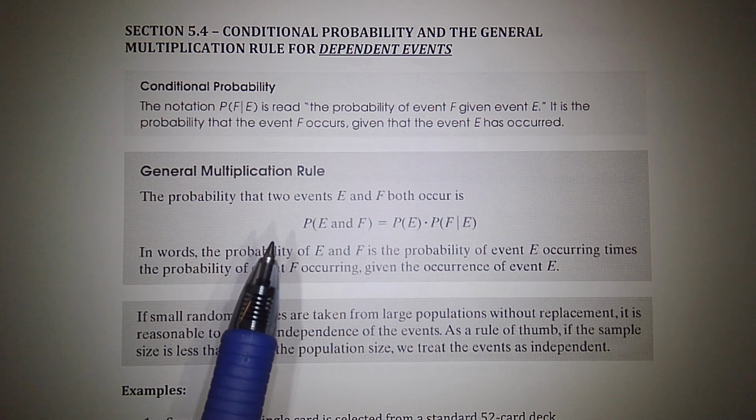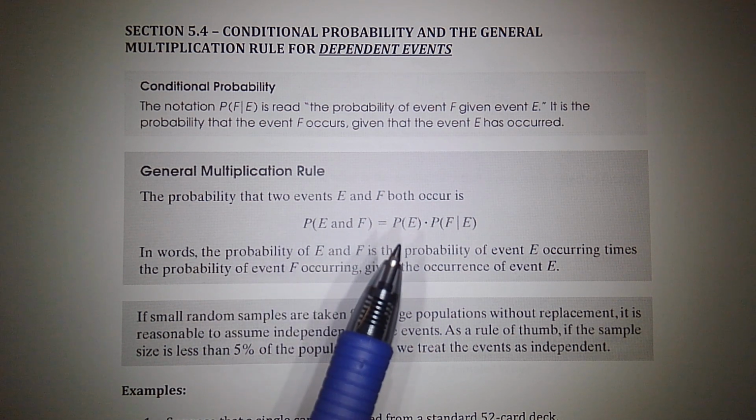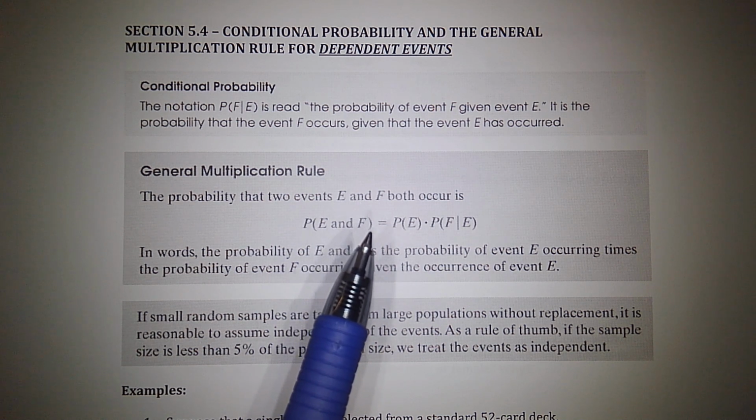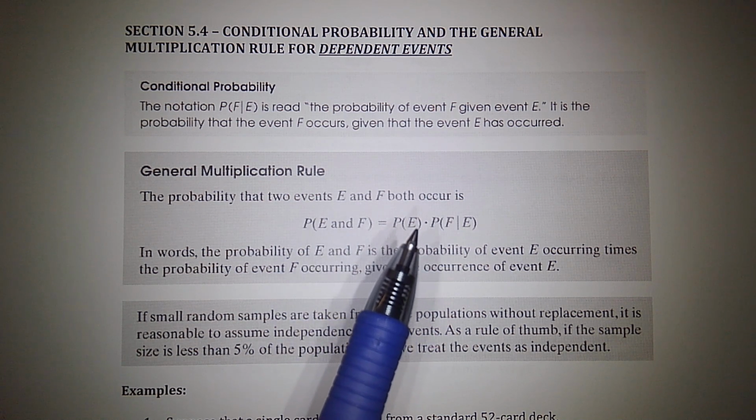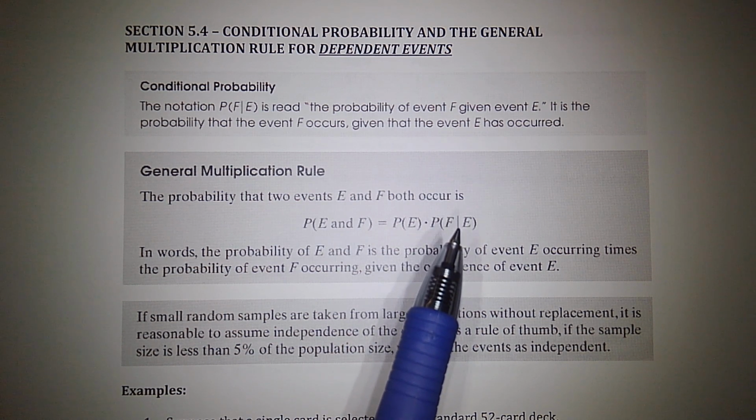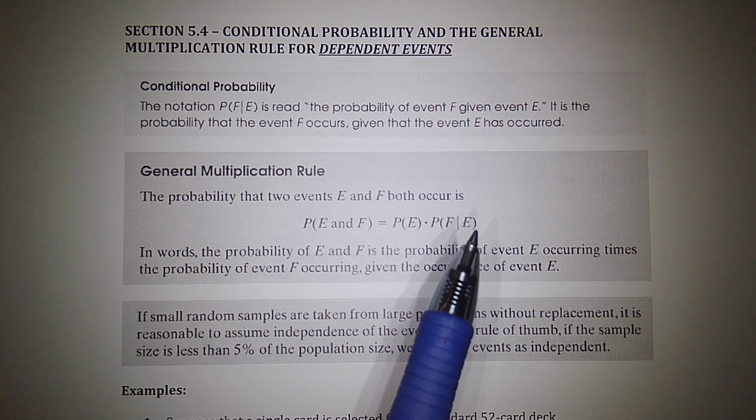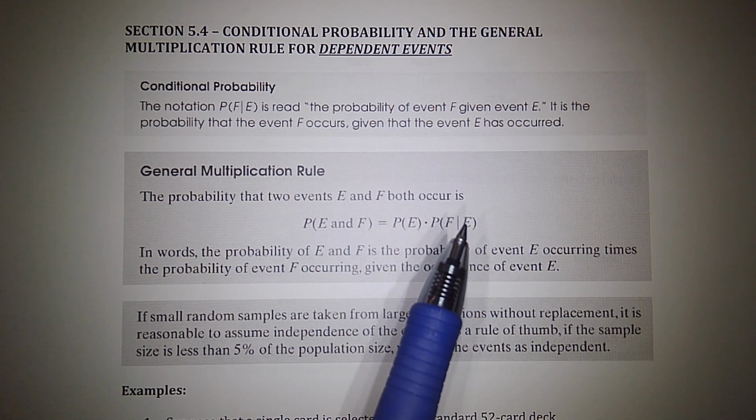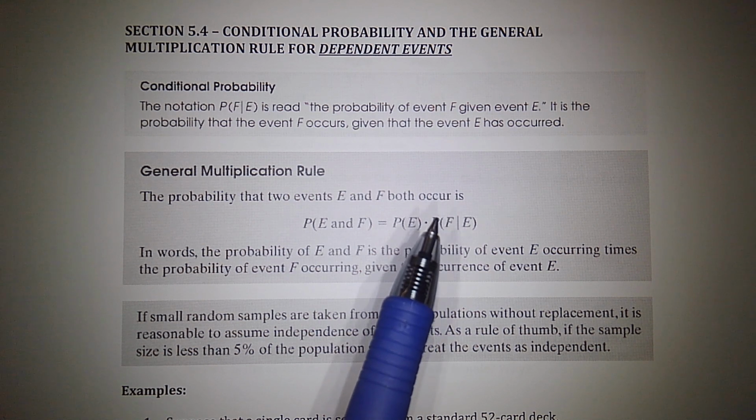This states that the probability of the two events E and F occurring is the probability that E will occur times the probability F will occur, given that you know E has already occurred. So we know this piece of information in order to determine what the probability of F will be.